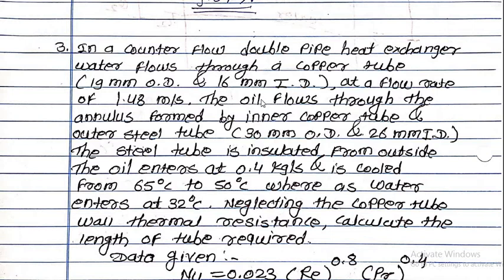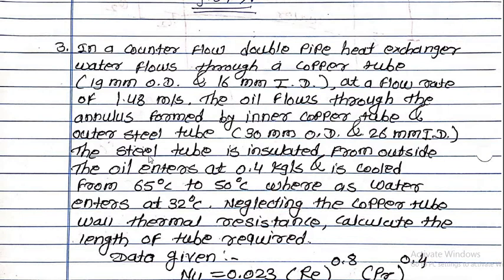Then the oil flows through the annulus formed by the inner copper tube and outer steel tube. Okay, so there is another tube surrounding the copper tube, and the gap between the copper tube and steel tube is called the annulus. So through that particular gap the oil is flowing. Okay, and that steel tube outer diameter and inner diameter are provided: 30 mm outer diameter for the steel and 26 mm inner diameter for the steel tube.